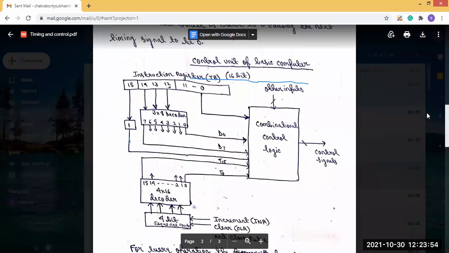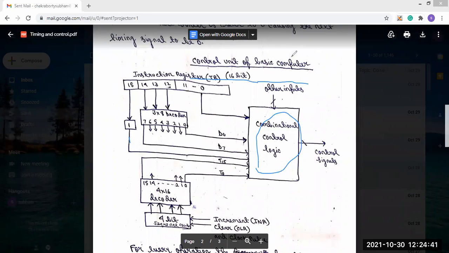So the discussion here is that it is a total 4-bit sequence counter. One sequence counter is present and one control logic gate. This is the control unit of the basic computer. One combinational control logic gate will be present, two decoders, one is the 3 into 8 decoder, another is the 4 into 16 decoder, and a sequence counter. The sequence counter will act as input of this 4 into 16 decoder.